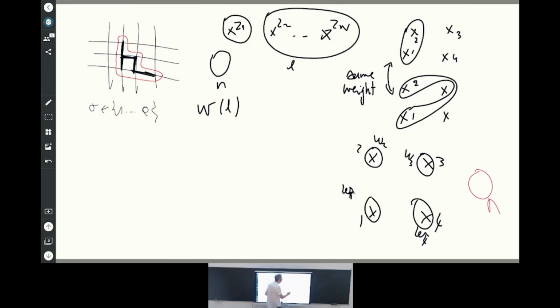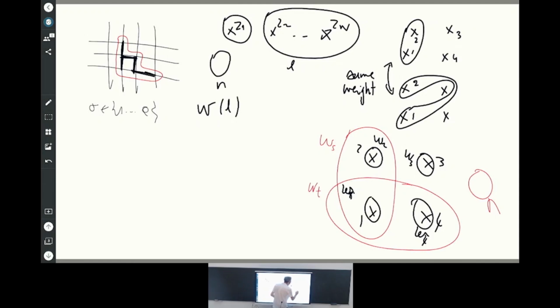And then we could have this thing. So this is what I would call an S loop, WS. But I can also have a T loop, right? WT, or a U loop, WU. So in fact, we find 8 possible weights. 8, which is 2 to the 3.